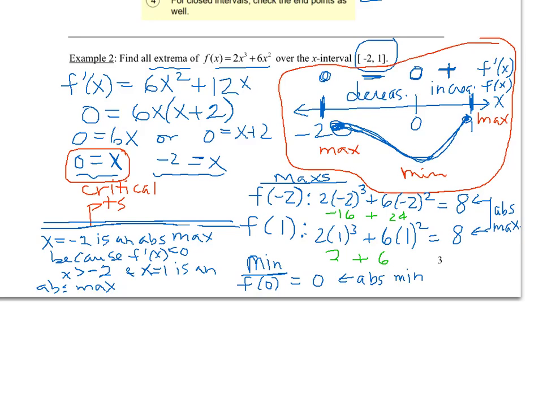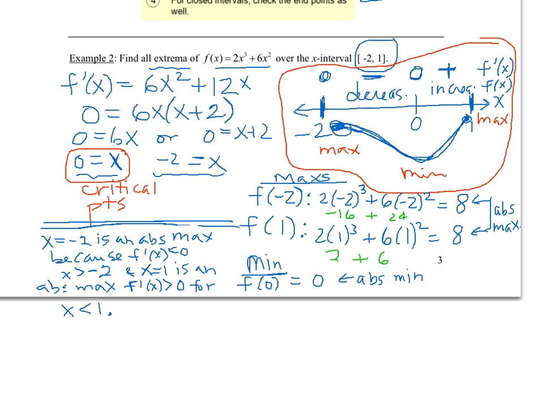So we've got x equals -2 is an absolute max because the derivative is less than 0. So the function is decreasing afterwards. And then at x equals 1, we've got an absolute max because f prime of x is actually greater than 0, which means the function's increasing up until that point for x less than 1.